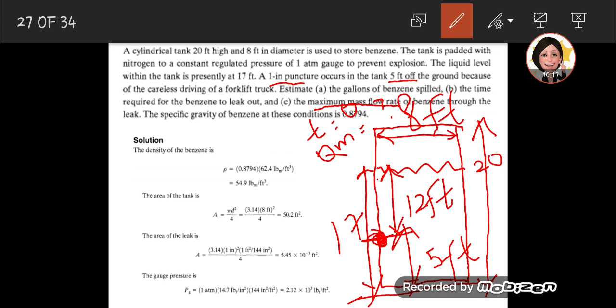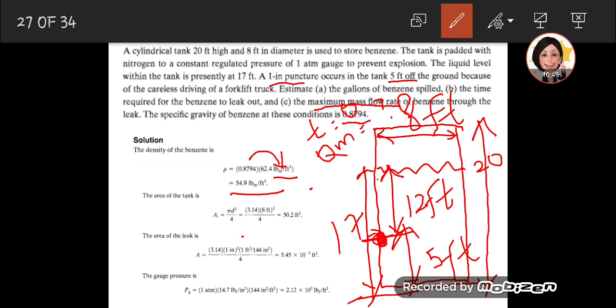So these are some of the unknowns that we need to find, to substitute into the relevant equations to solve. So first we'll have to find the density of benzene. The specific gravity is given here for benzene. So we calculate it by multiplying it with the density of water. This is water density.